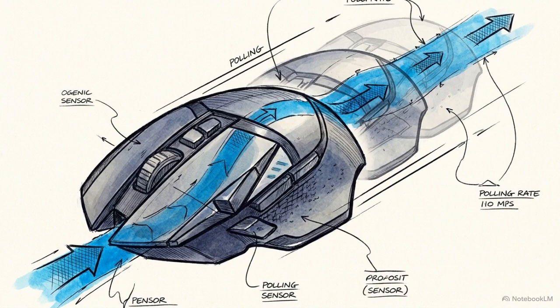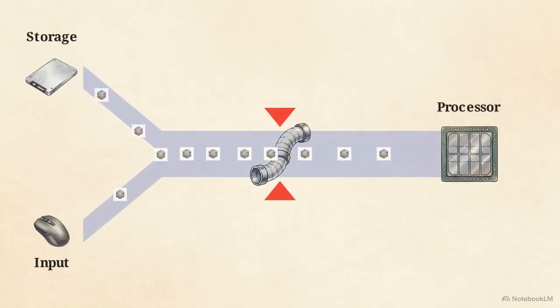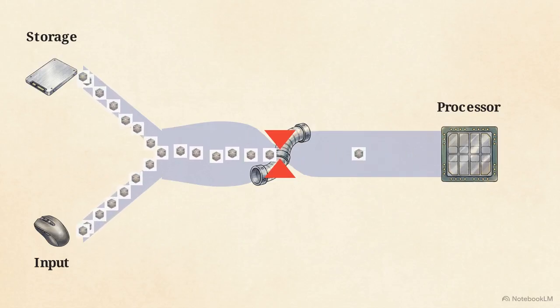Do not assume a flagship GPU like an RTX 5080 can compensate for a choked storage drive or a low-tier processor. Raw component power is completely negated if the pipeline moving data from your drive or your mouse to the processor is congested.